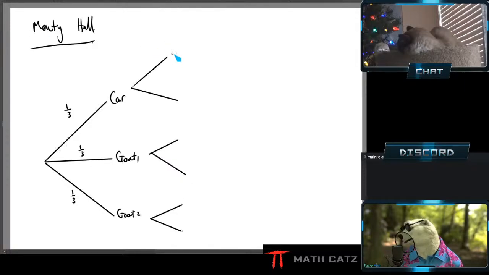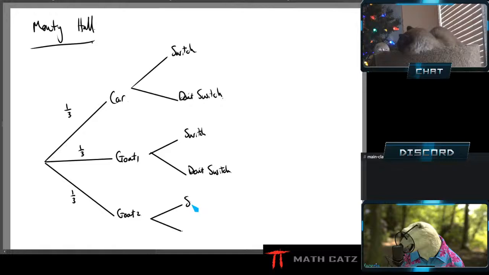A little fast now, but you can always rewatch the video. So switch or don't switch. Switch, or don't switch. And switch or don't switch. Those are my options, right? And let's suppose I do it randomly. I switch or I don't switch randomly, because I don't know what's behind the doors. It's 50-50, switch or don't switch.